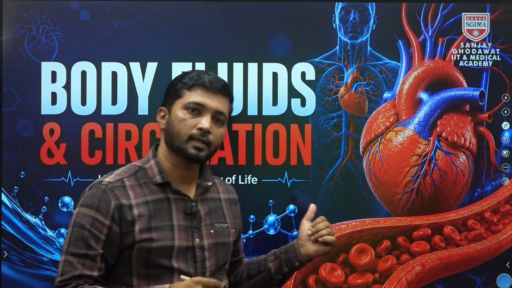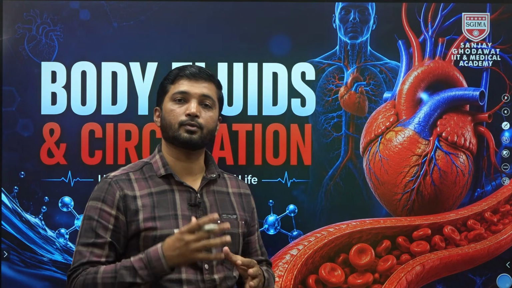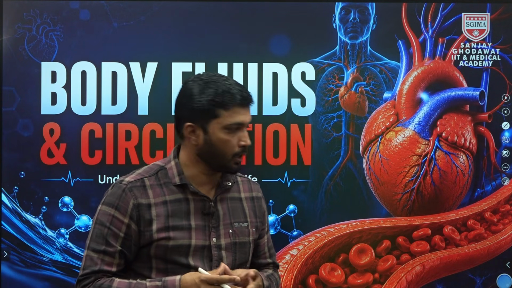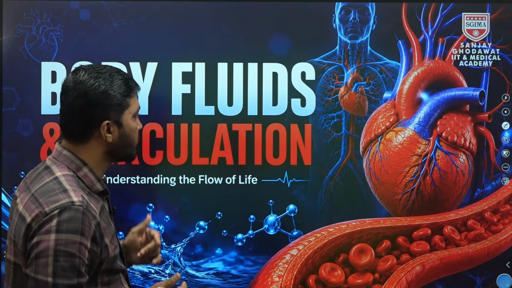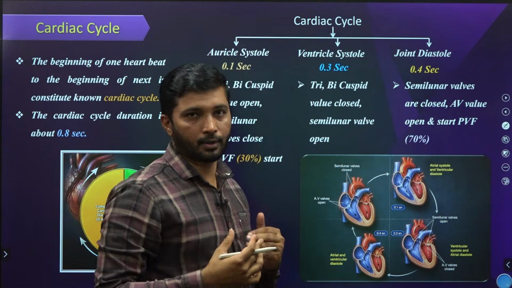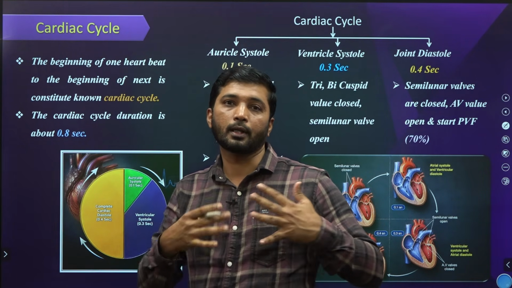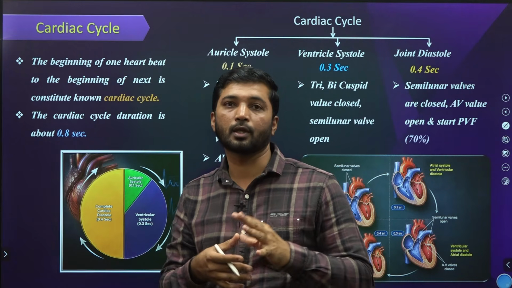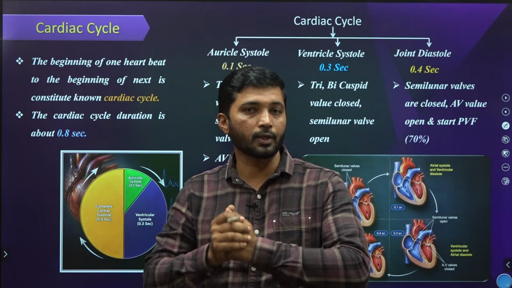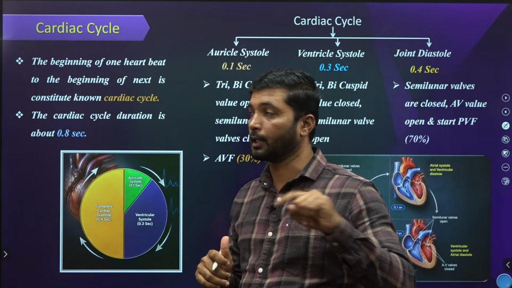In our previous class, we discussed the structure of the heart with the fibroskeleton of the heart. The next topic in body fluids and circulation is the cardiac cycle, the mechanism of the heart. How does the heart beat, how is blood pumped in different directions, what are systole, diastole, joint diastole, and so on. So, first the definition of the cardiac cycle.